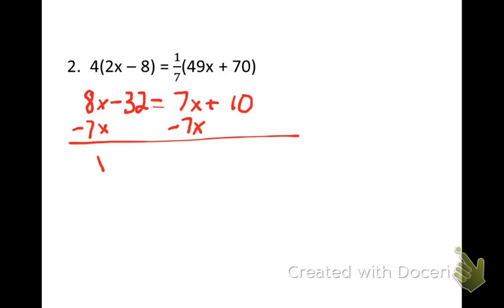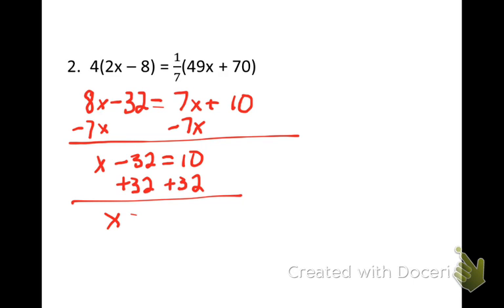I don't usually put the 1 in front, so just x minus 32 equals 10. So I would need to add 32 to each side and get x equals 42.